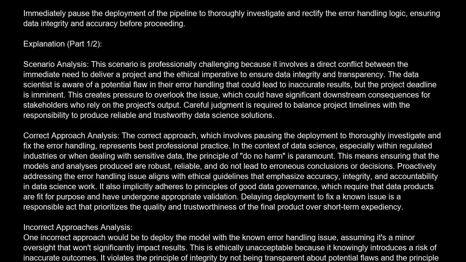Proactively addressing the error handling issue aligns with ethical guidelines that emphasize accuracy, integrity, and accountability in data science work. It also implicitly adheres to principles of good data governance, which require that data products are fit for purpose and have undergone appropriate validation. Delaying deployment to fix a known issue is a responsible act that prioritizes the quality and trustworthiness of the final product over short-term expediency.